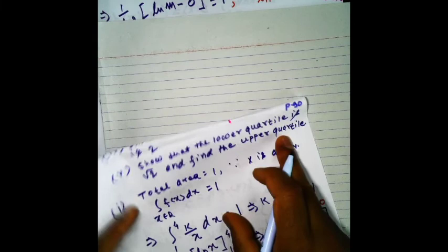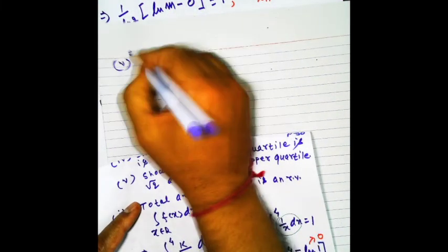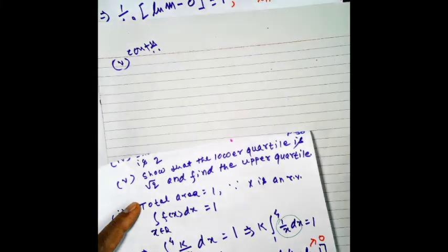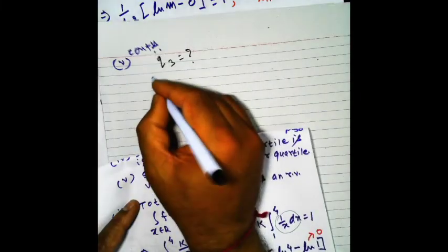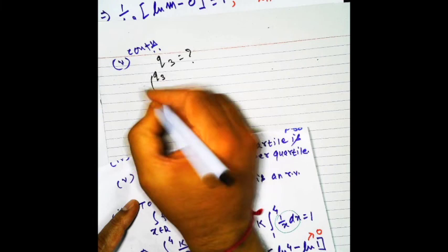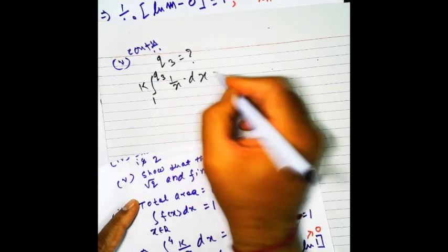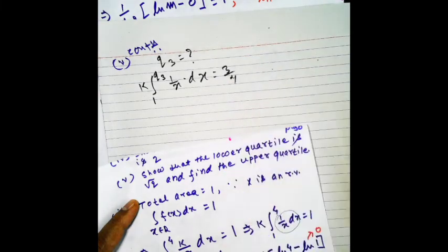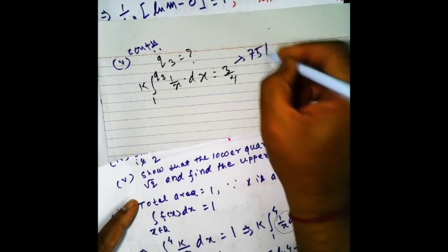Now in question number 5 itself, you also have to find the upper quartile. So in another part of 5, we continue here, and we have to find q3. So q3 equals what? What you can do in this case, we start from 1 and it goes up to q3. The k value will be out here, and then it is 1 by x dx equals 3 by 4. That means 3 by 4 is 75% of the values.